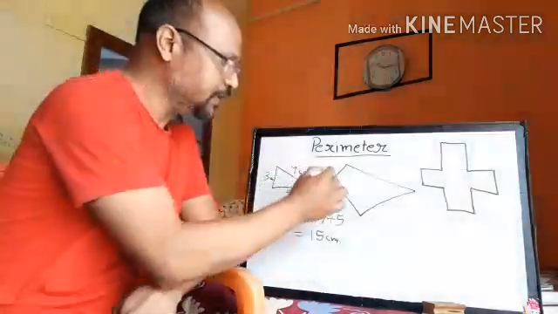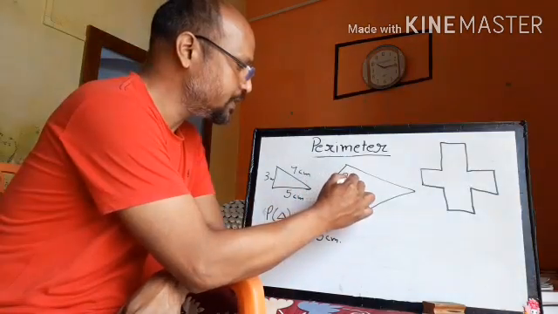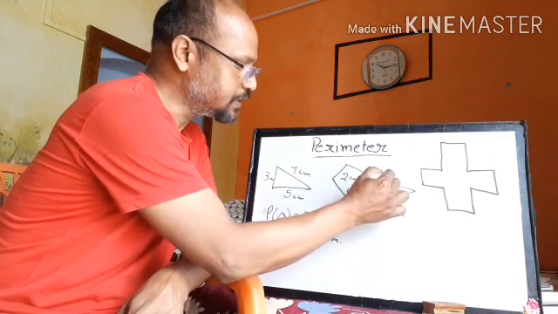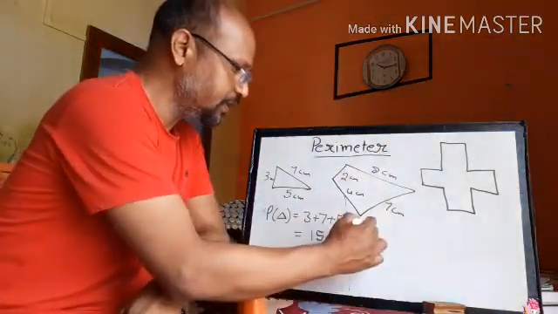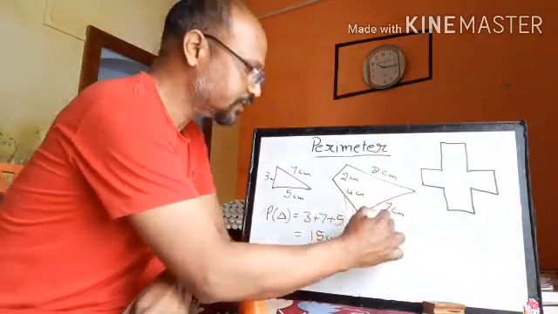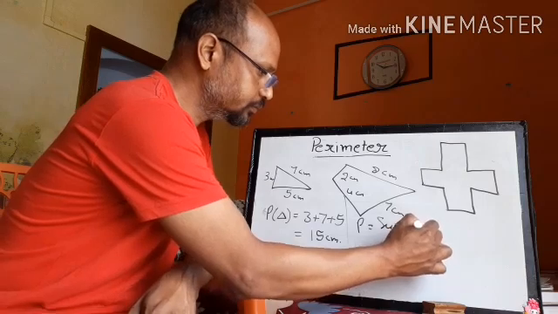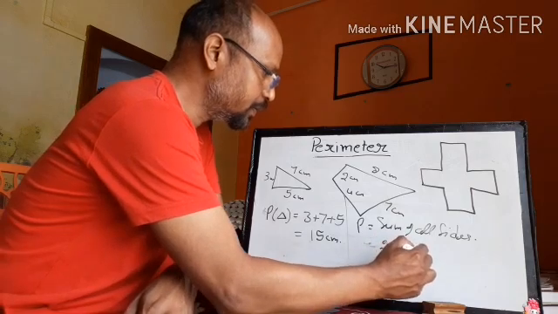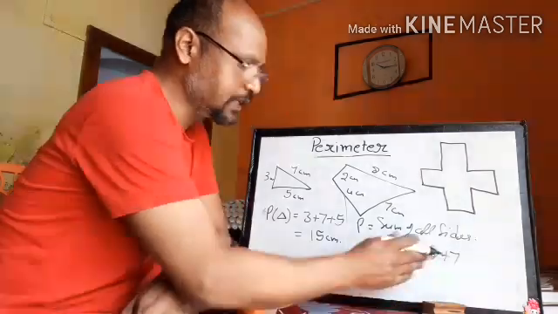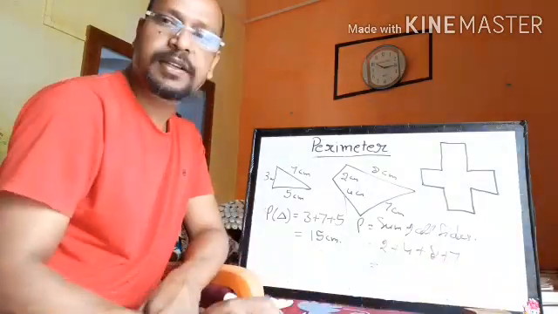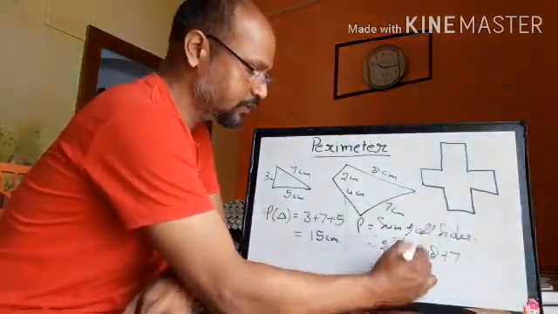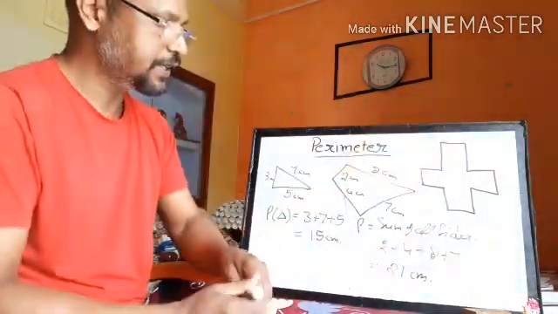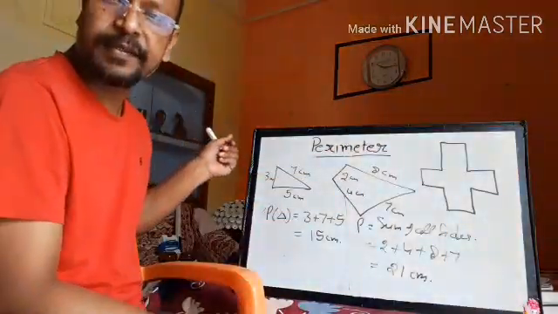Suppose that I am going to find the perimeter of this figure. It is 2 centimeter, it is 4 centimeter, it is 7 centimeter, and it is 8 centimeter. So the perimeter of this figure will be sum of all sides. It will be 2 plus 4 plus 8 plus 7. Hence the answer is 21 centimeter.